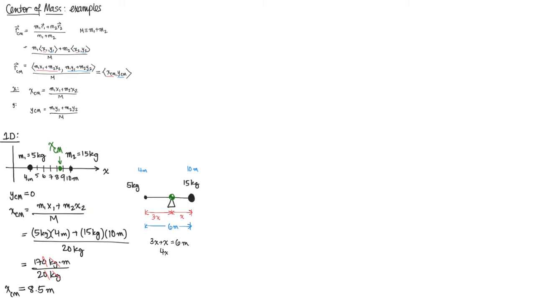So 4x is equal to 6 meters. That means x is equal to 1.5 meters. That means my pivot point has to be 1.5 meters away from my heavier object. So if I start at 10 and I count over 1.5 meters to the left, I'm going to be at 8.5 meters, which matches my other calculation. So that all checks out.